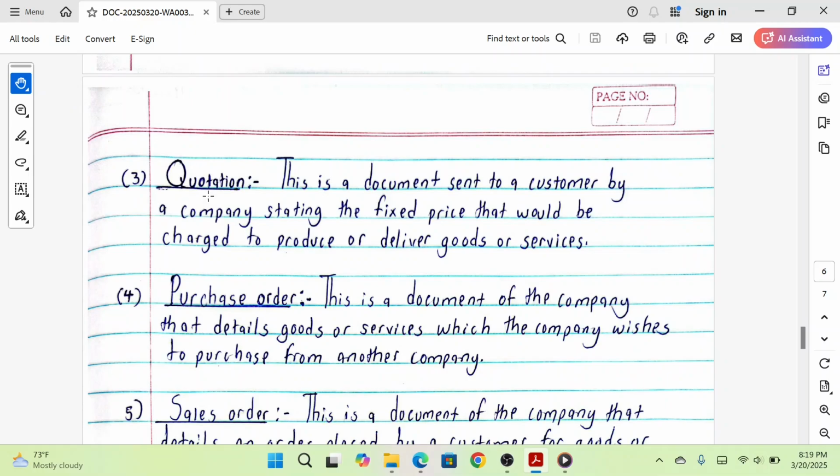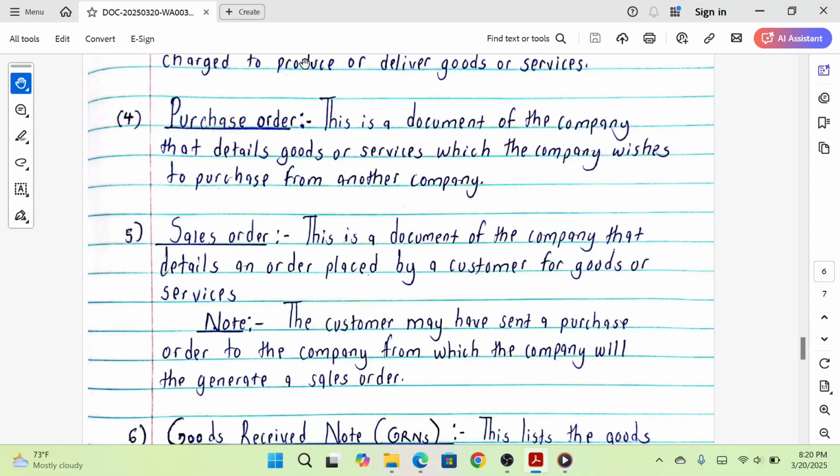We're having a quotation. Now, for a quotation, this is just a document sent to a customer by a company stating the fixed price that would be charged to produce or deliver goods or services. Then we are having a purchase order. This is a document of the company that details goods or services which the company wishes to purchase from another company.